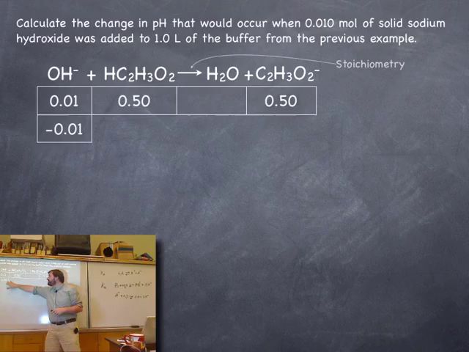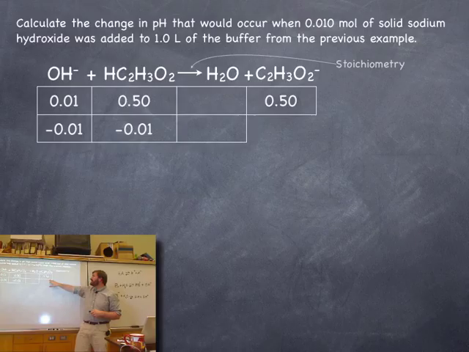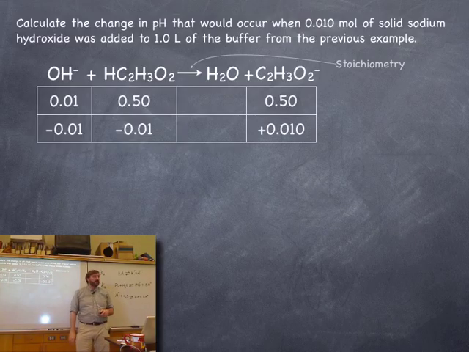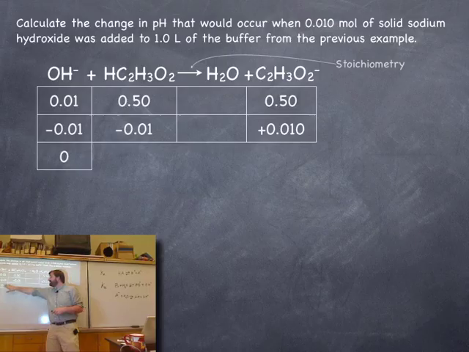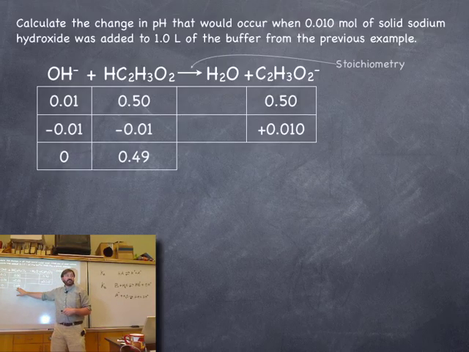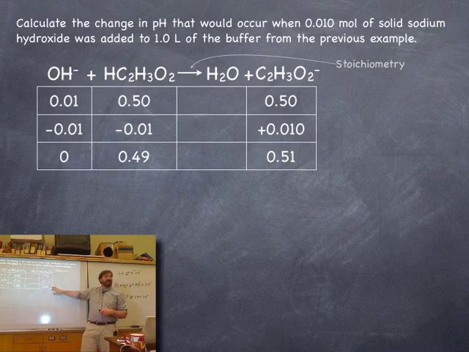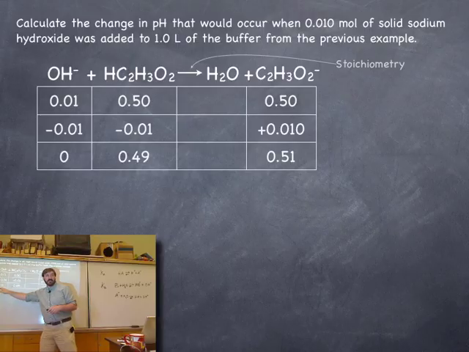So if I use up 0.01 of the hydroxide, how much of this stuff did I use up? I used up 0.01. How much of this did I make? 0.01. So I know that I have none of this left. That was the whole point. And I have 0.49 of this, and I have 0.51. This was a stoichiometry calculation. I ran it to completion using up all the base.